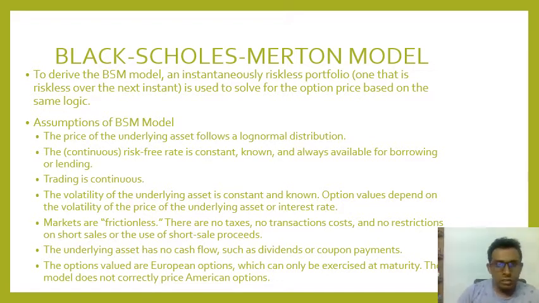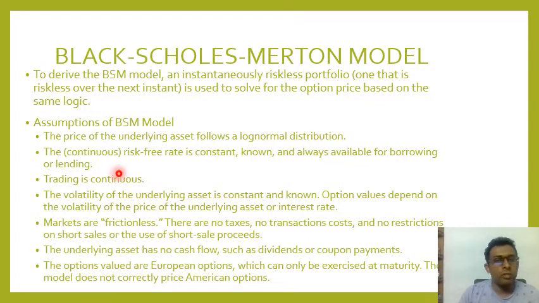There are certain assumptions taken by the BSM model, which I'll list here. The price of the underlying asset follows a log-normal distribution, which I've already told you. The continuous risk-free rate is constant, known, and always available for borrowing and lending, which is an assumption that is not very true, as you know, because risk-free borrowing and lending can only be done by major banks, etc.